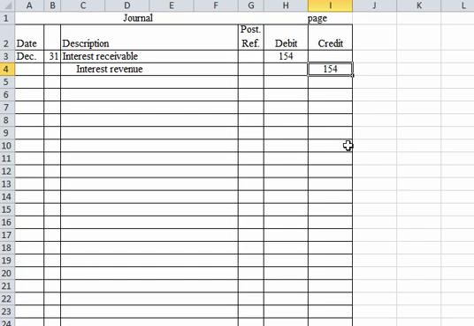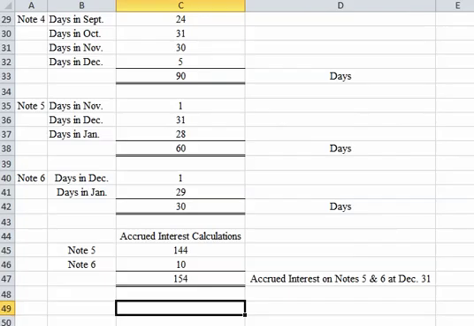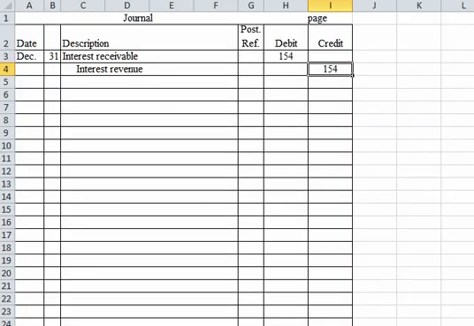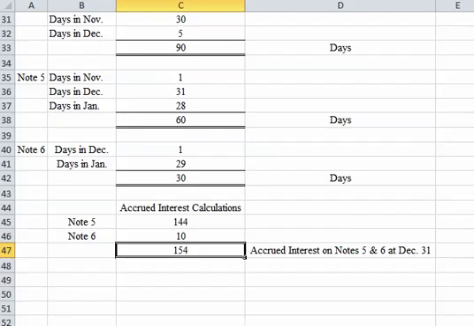Okay. That takes care of instruction 3. And there all we did was calculate the amount of interest earned by the end of the year on notes 5 and 6, and we made our journal entry for that amount. Okay, next on instruction 4, you guys, why don't we just do that in the next video? Okay, so we'll wrap up the problem with the next video. Thanks.